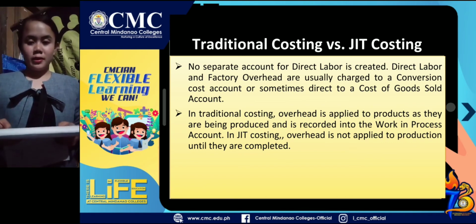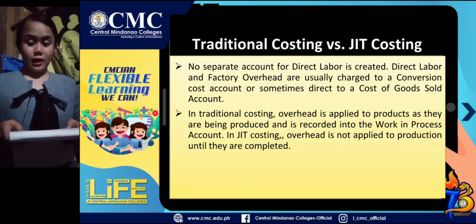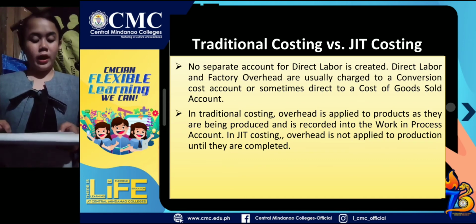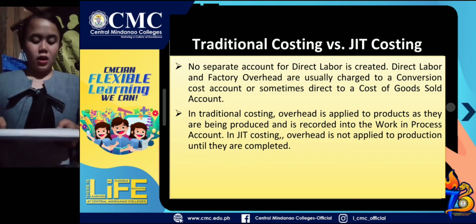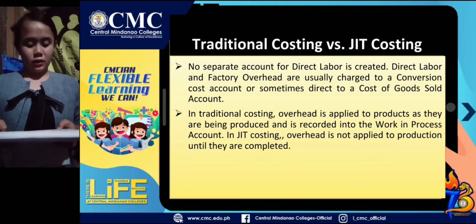Instead of using separate accounts for materials and work in process, as in traditional costing, JIT costing combines them into a raw and in process account. No separate account for direct labor is created. Direct labor and factory overhead are usually charged to a conversion cost account, or sometimes directly to a cost of goods sold account.